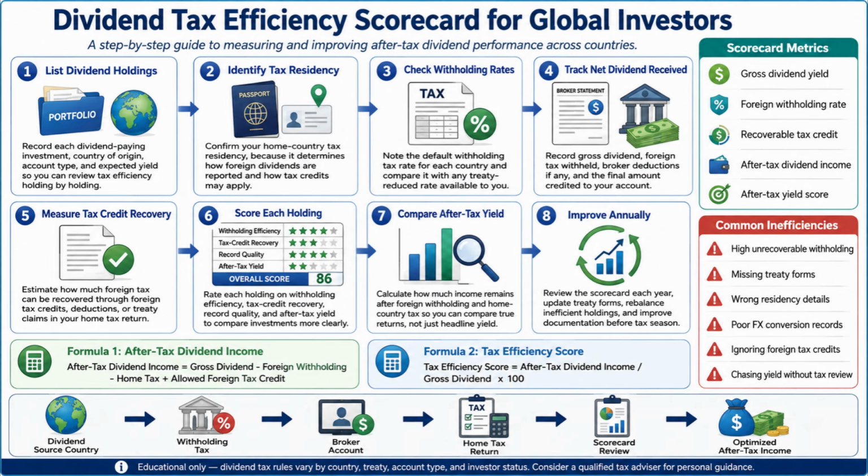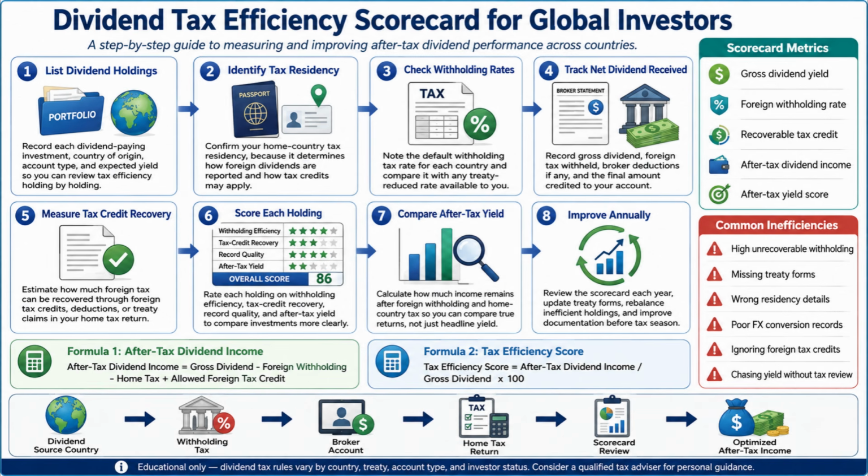After that, check withholding tax rates for each country. Many countries deduct tax before the dividend reaches your broker account. However, some investors may qualify for a treaty-reduced rate, so it is important to compare the default withholding rate with the reduced rate available under a tax treaty. Then, track the net dividend received. For each payment, record the gross dividend, foreign tax withheld, broker deductions if any, and the final amount credited to your account. This shows the real cash received after foreign withholding and other deductions.